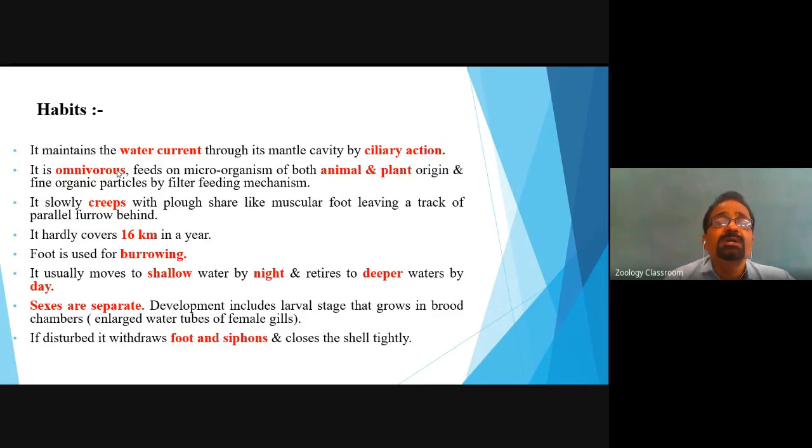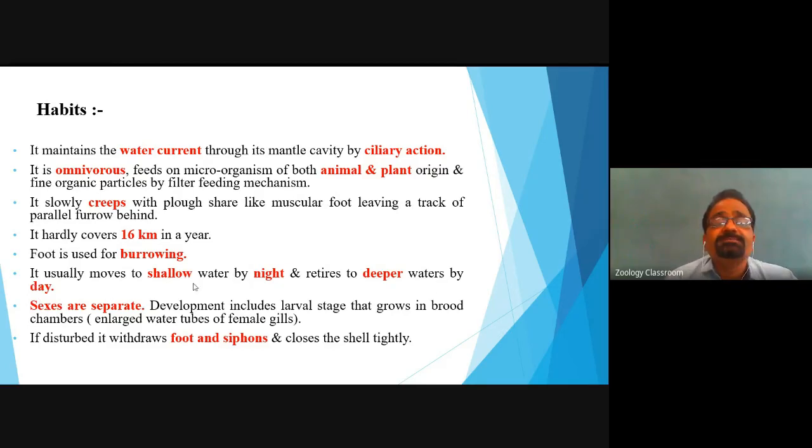It is omnivorous. Its food is in the form of microorganisms of both animal as well as plant origin. It feeds by a filter feeding mechanism. It creeps. It is sluggish. It moves very slowly. See, it covers about 16 kilometers in a year. The foot is used for burrowing. So locomotion and burrowing are the functions carried out by the foot. It moves in shallow water at night and returns to the deep during the day.